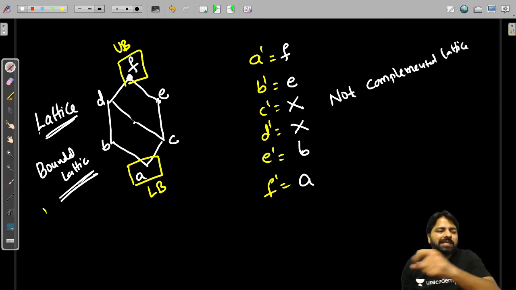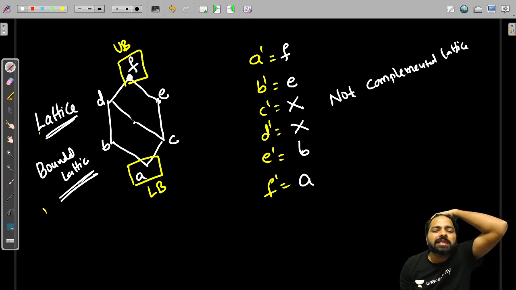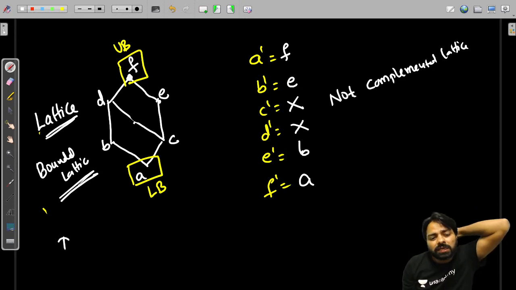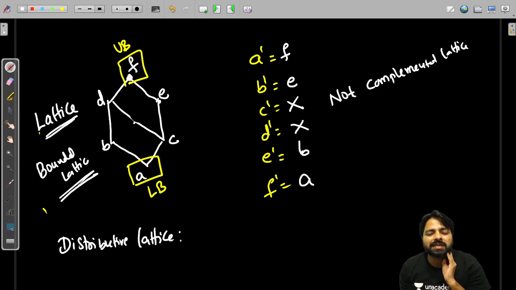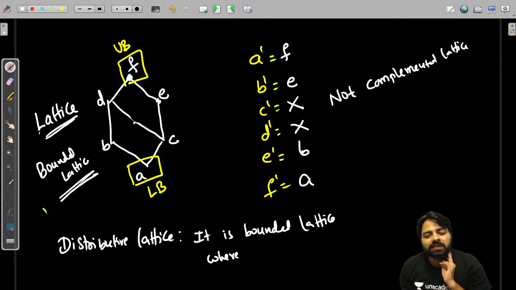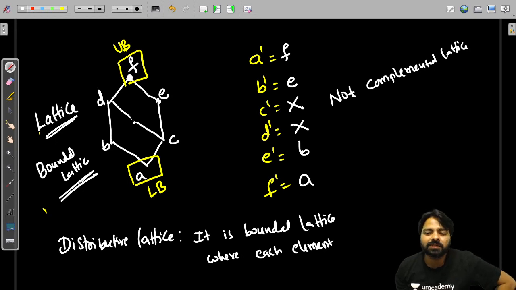Now I'm going to explain the last concept today, distributive lattice. What is distributive lattice? Theoretically, distributive lattice means it is a bounded lattice where each element has at most one complement.